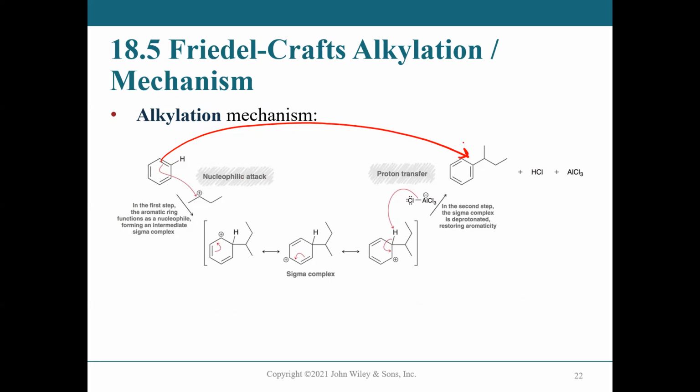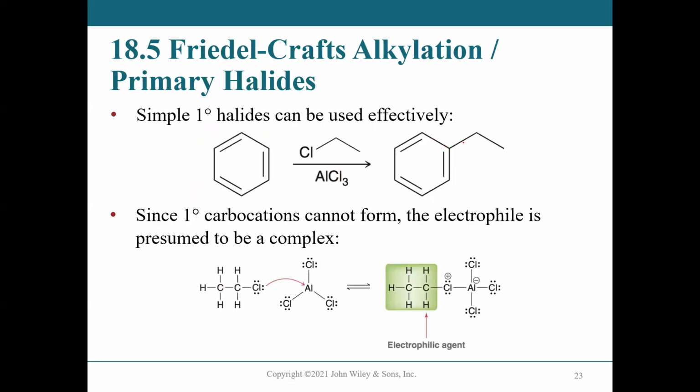All right, so once we do that, simple primary halides can be used effectively. So we can add that ethyl group on there. Since primary carbocations cannot form, the electrophile is presumed to be a complex. So we have this complex then, and this complex can be attacked by an aromatic ring, much like we saw during the chlorination mechanism.